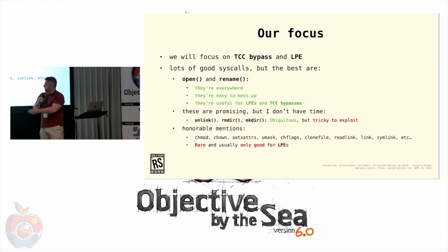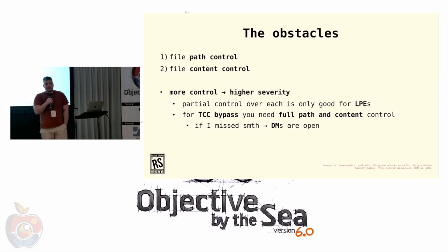The other promising ones are really good, but they're either tricky to exploit, or rare, or only good for LPEs, and I really wanted to find something big, you know, like chmod's pretty rare. So I need to do two things to be successful here. One is file path control, and the other one is file content control. Obviously, the more control I have in either of these two domains, the higher severity the vulnerability is.